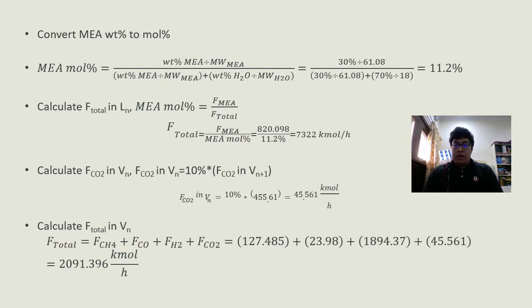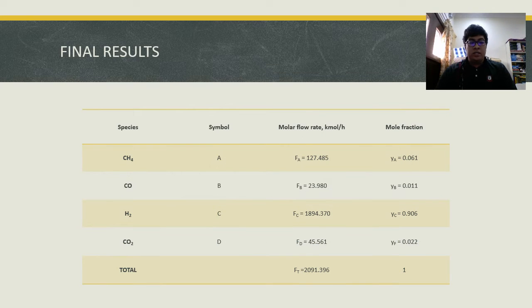Now, in order to find the total molar flow rate of stream Ln, we convert the weight percentage into molar percentage using the equation shown. Once we have the molar percentage, we can find the total molar flow rate of Ln. Since 90% of CO2 is removed, we have to calculate the new CO2 molar flow rate in the exiting gas stream of the absorber, which is Vn. We can calculate it by multiplying 10% with the initial molar flow rate of CO2 in the gas stream. Once we find that, we can find the new total molar flow rate of the exiting gas stream Vn, which is shown below as well. And finally, in this table, we can see the new molar flow rates as well as composition of the exiting stream of the absorber. That is all. Thank you.